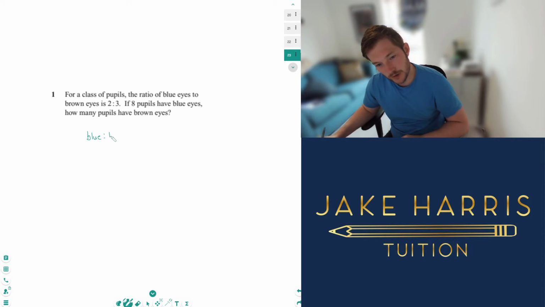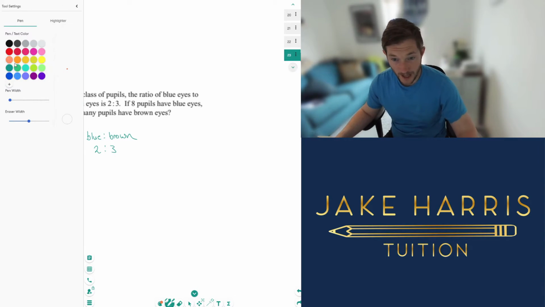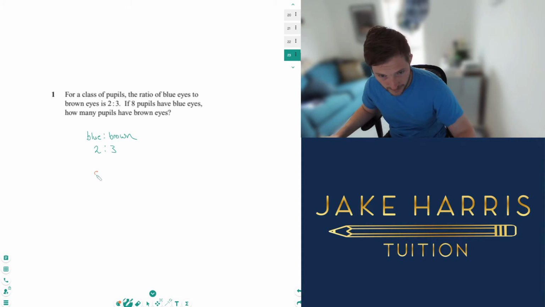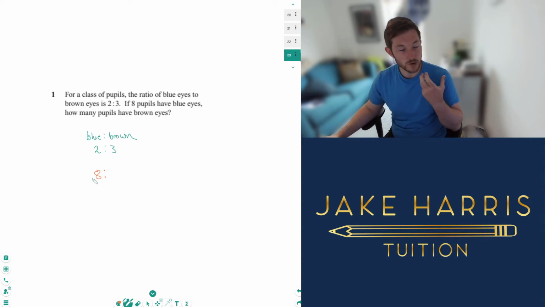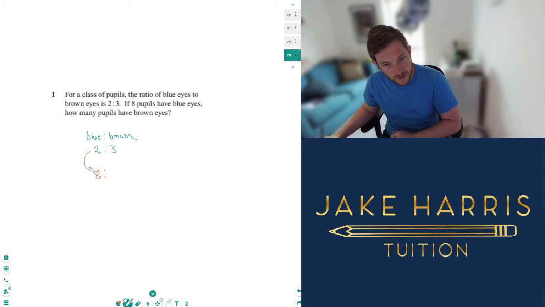if we make a ratio blue to brown, the question tells us they're in the ratio 2 to 3. But in the class, there are 8 pupils with blue eyes. So that means we need to have an 8 in the blue column. And we just learned that we can create an equivalent fraction by multiplying both parts of the ratio by the same thing. So we can see that to get from 2 to 8, we need to multiply by 4. So we need to do the same thing on the brown side. 3 times 4 is 12.